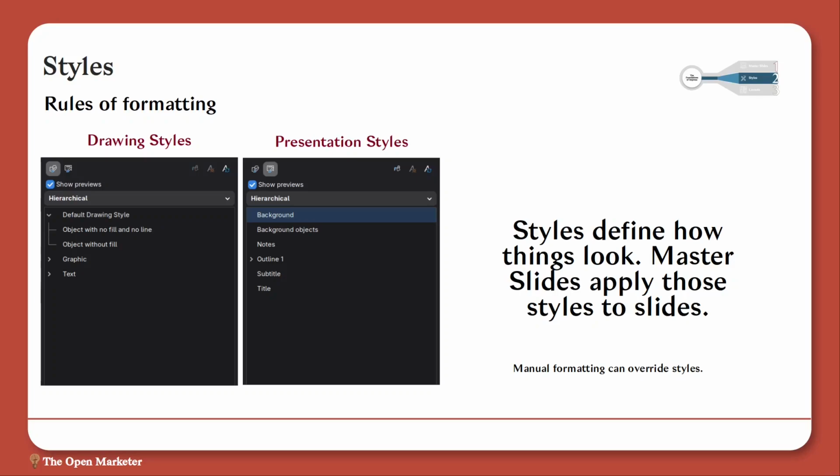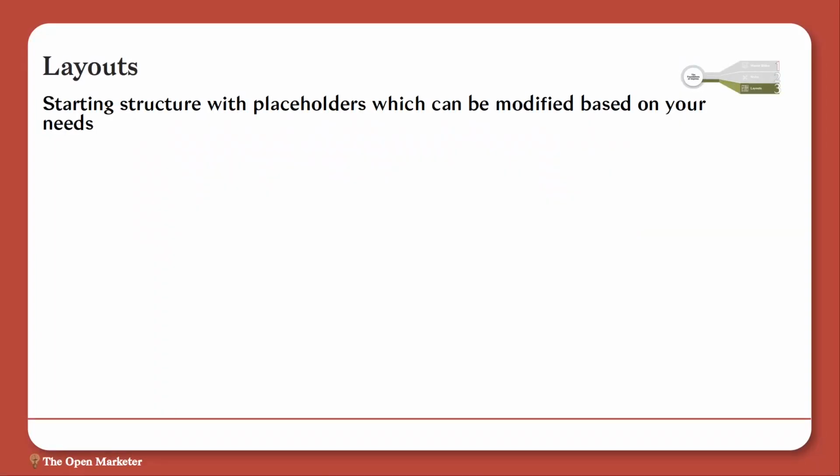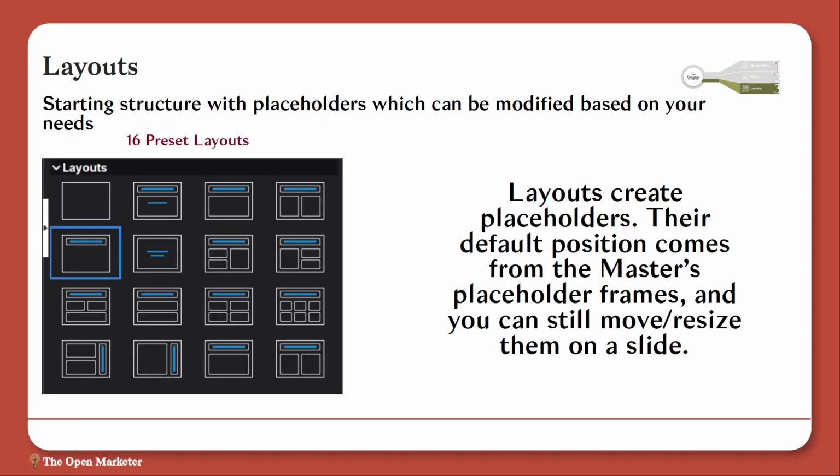And of course, if you manually format any object on the slide, that will override whatever styles they initially come with. Finally, we have the layouts. The layouts, as I said, are presets. So think of layouts as a starting structure that you would modify based on your needs. There are 16 preset layouts to get you started, and their default position, as I said, comes from the master placeholder frames.